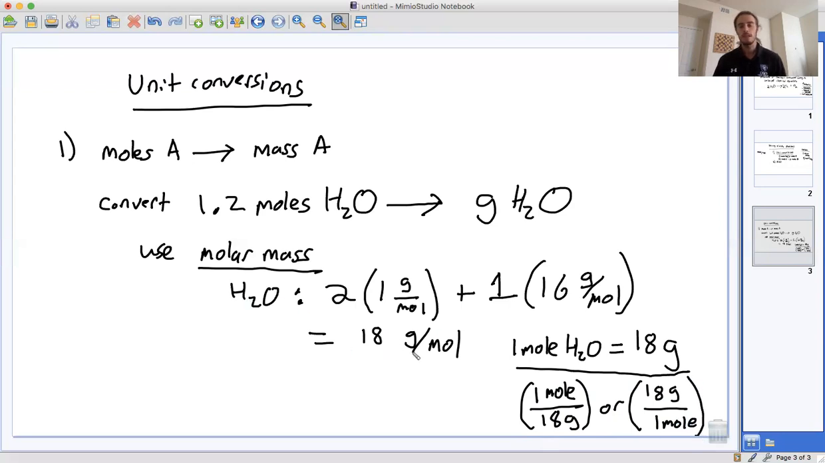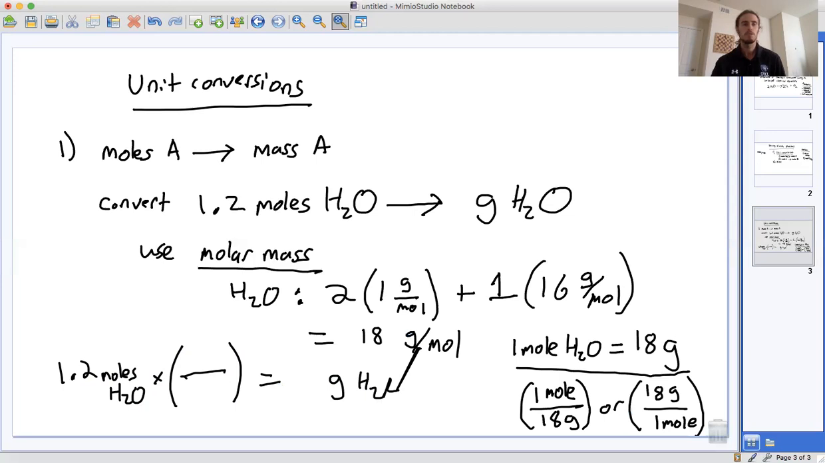Let's try to figure out which one of these conversion factors we need to use. We are starting off with 1.2 moles. To do a unit conversion, you multiply by a conversion factor, and you want to end up with grams of water in this case.